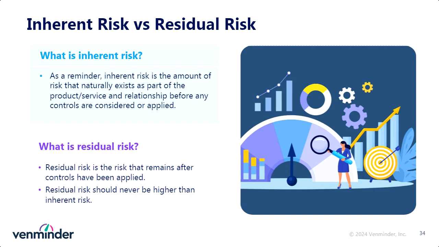Now I want to shift over to the concept of residual risk, because this is actually the risk you're assessing to determine whether you want to proceed with the vendor relationship. So inherent risk is what naturally exists in the vendor relationship without any of those mitigating controls like dual authentication and compliance training. Residual risk is the remaining risk that occurs after those controls have been applied. And this will always be equal to or lower than inherent risk.